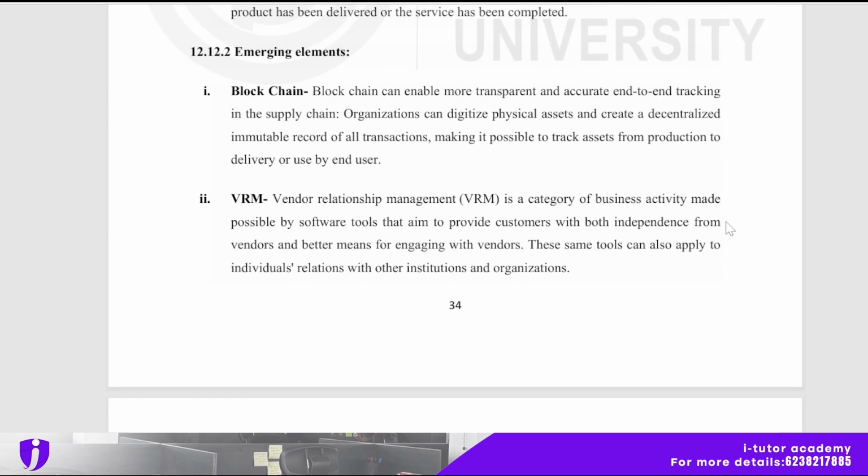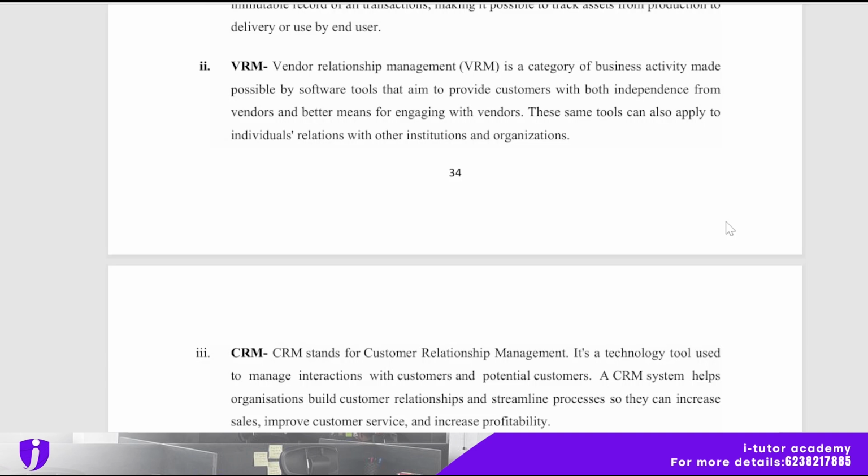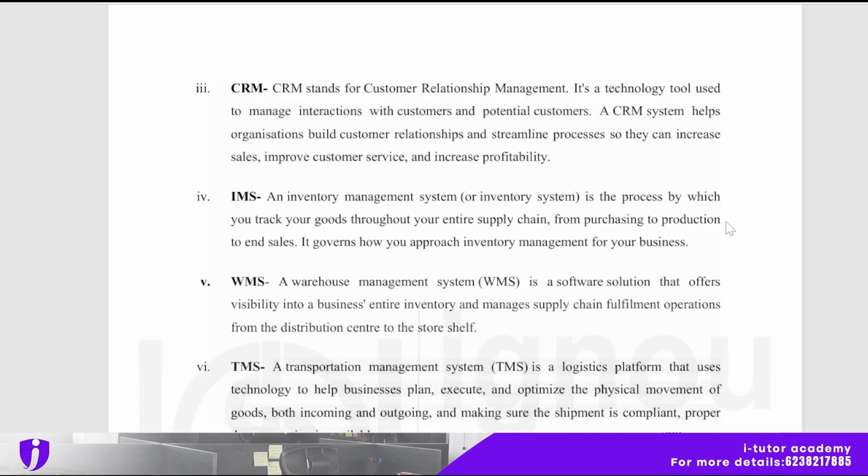Organizations can digitize physical assets and create a decentralized, immutable record of all transactions, making it possible to track assets from production to delivery or use by the end user. And VRM, vendor relationship management, is a category of business activity made possible by software tools that aim to provide customers with both independence from vendors and a better means of engaging with vendors. CRM stands for customer relationship management. It is a technology tool used to manage interactions with customers and potential customers.